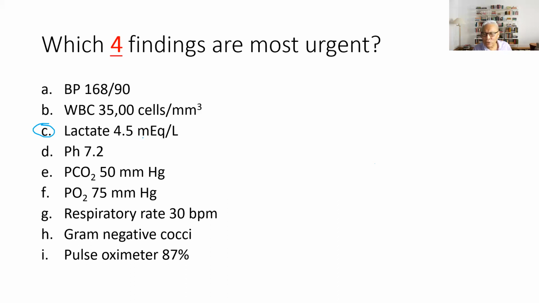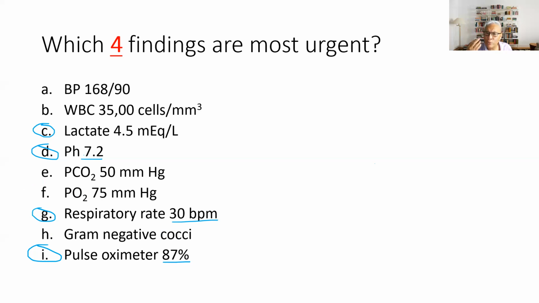Do you like the pH? 7.2. This is severe acidosis. So this would be another one. Okay. And the respiratory rate of 30 beats per minute, that is so high. So this indicates that the patient is in respiratory distress. And your pulse oximeter of 87%, despite the fact that he or she is on 100%, that is going to be significant.